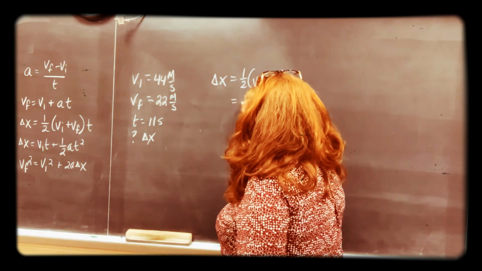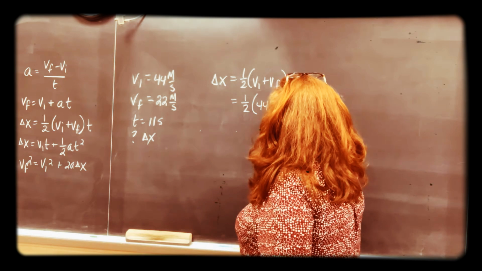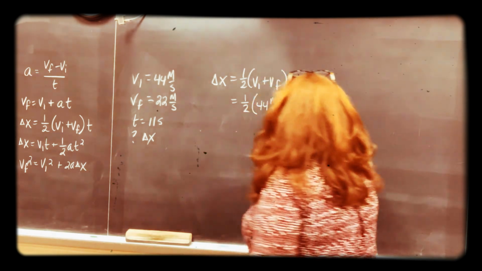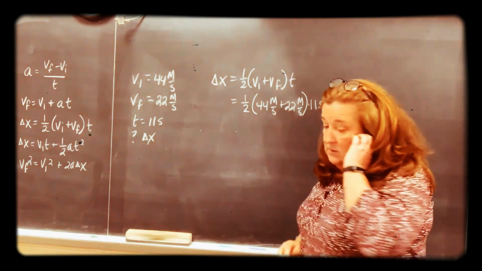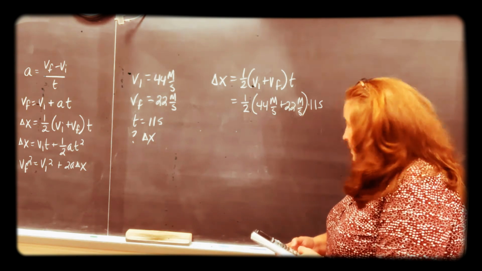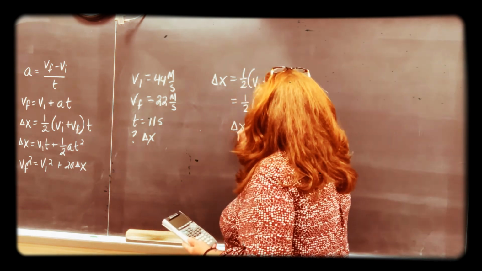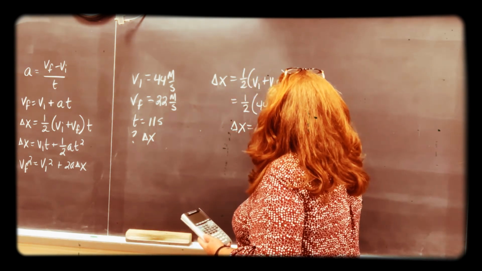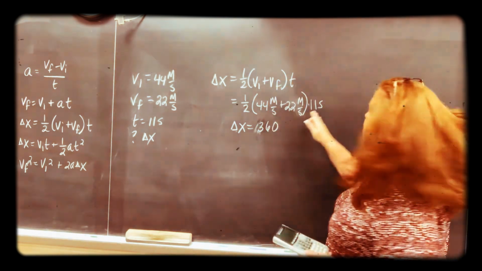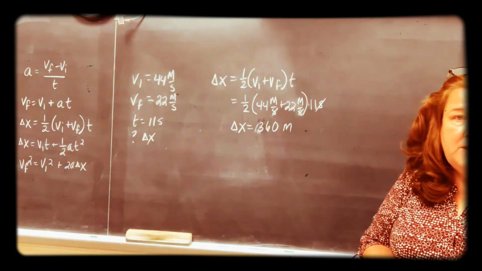So this is going to be 1/2. You have to do what's in parentheses first. So 44 meters per second plus 22 meters per second. And then you multiply by the time, which is 11 seconds. So do what's in parentheses first, 66 times 1/2 times 11 is 363. But for significant digits, it'd be 360. When you add these two together, you're going to have meters per second, and then multiply by seconds. The seconds are going to cancel out, leaving you with meters, which is what a displacement should be measured in.